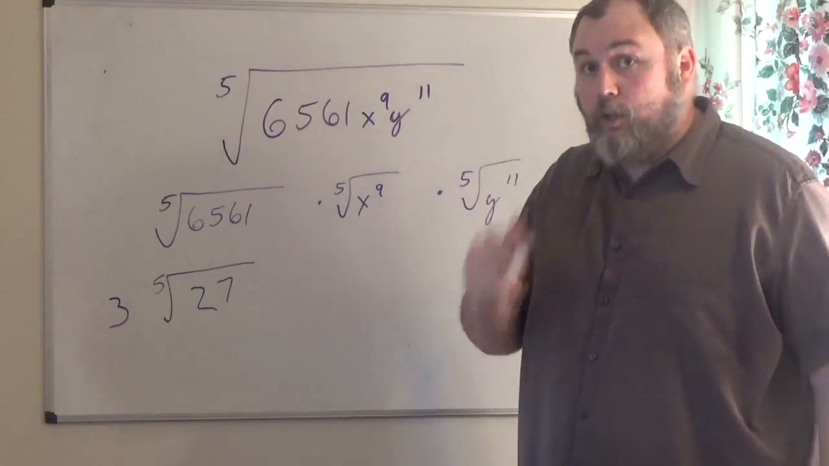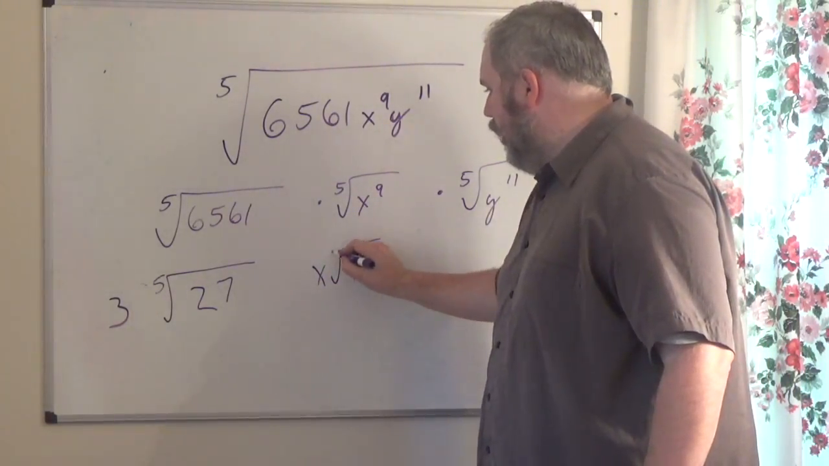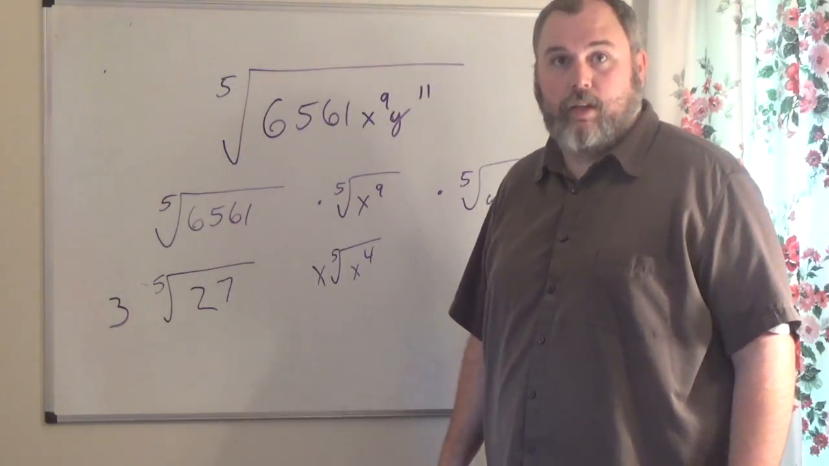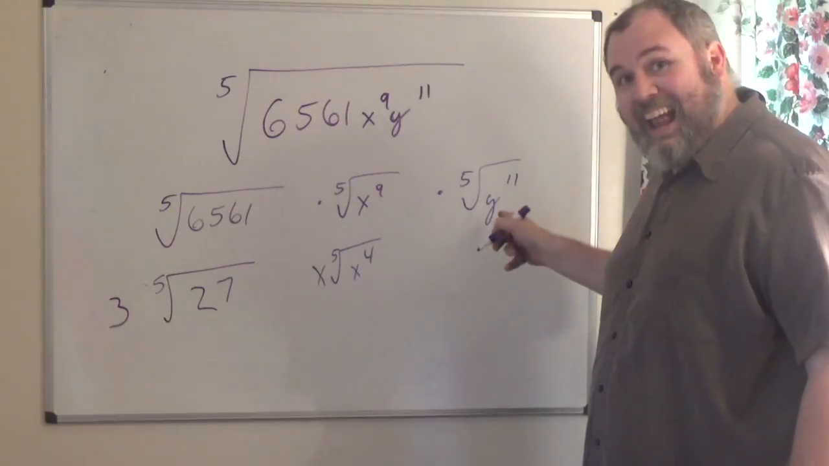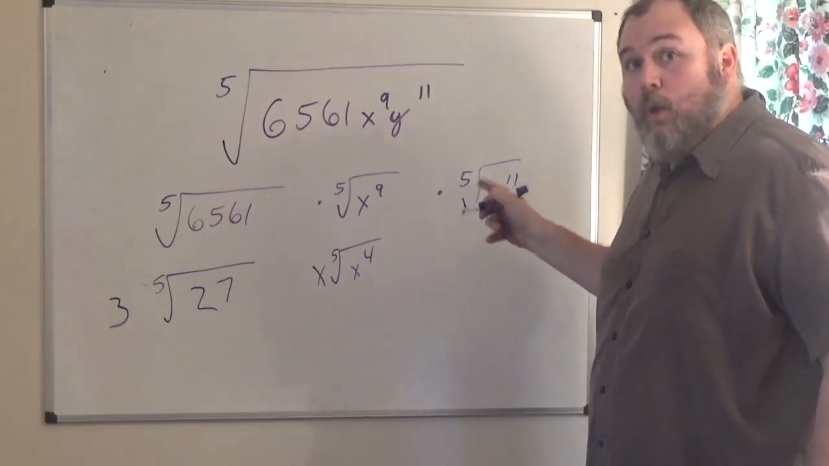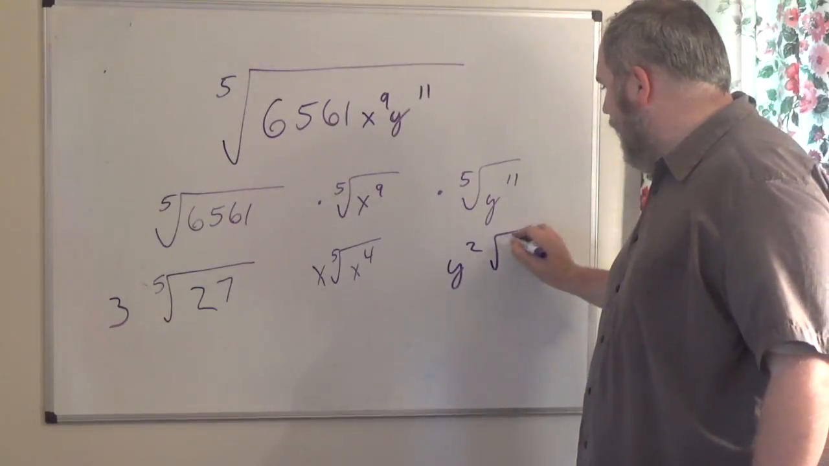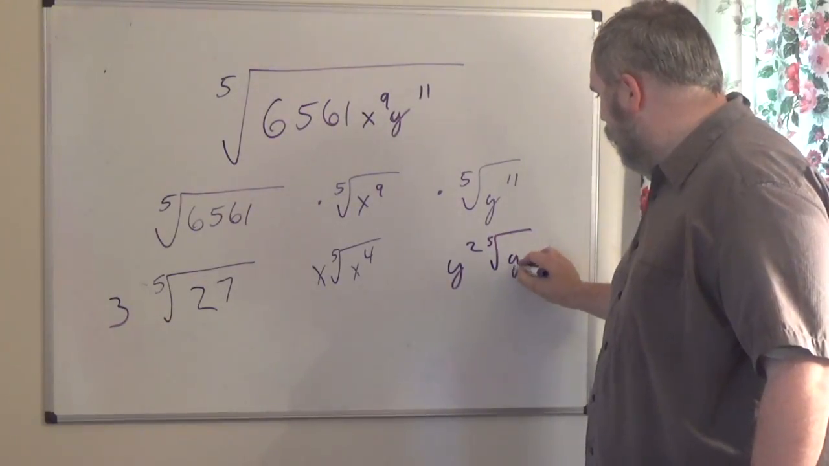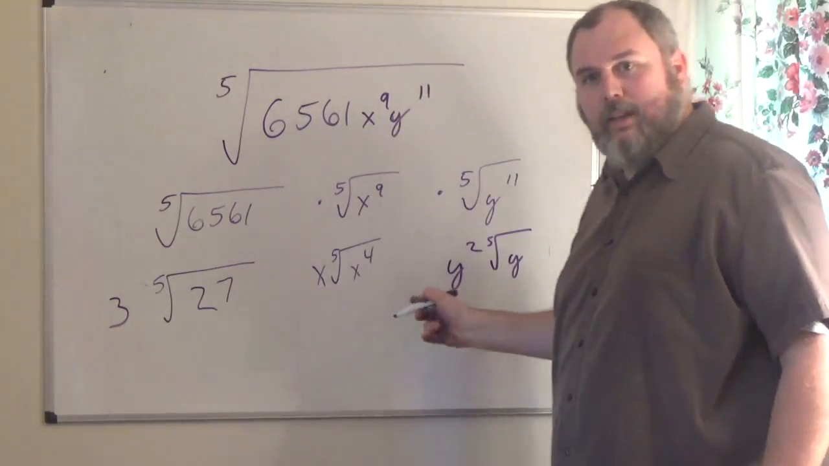Well, we can get one group of 5 with a remainder of 4 left over. This is asking how many groups of 5 can I get out of this y to the 11th. Well, this time I can get 2 groups of y with a remainder of 1 left over. So now we can plug everything together.